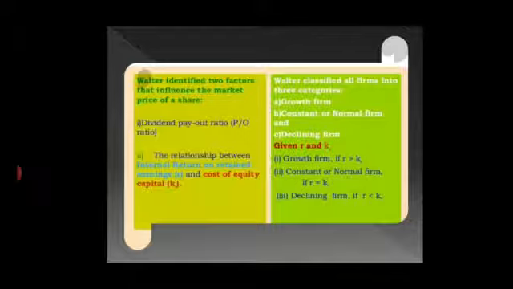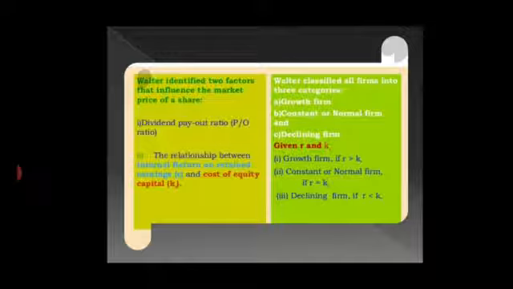Now if we are focusing on the Walter model, it identifies two factors which influence the price of a share. First one is dividend payout, and second one is the relationship between the interest rate on retained earnings and the cost of equity, that is the R and K value.